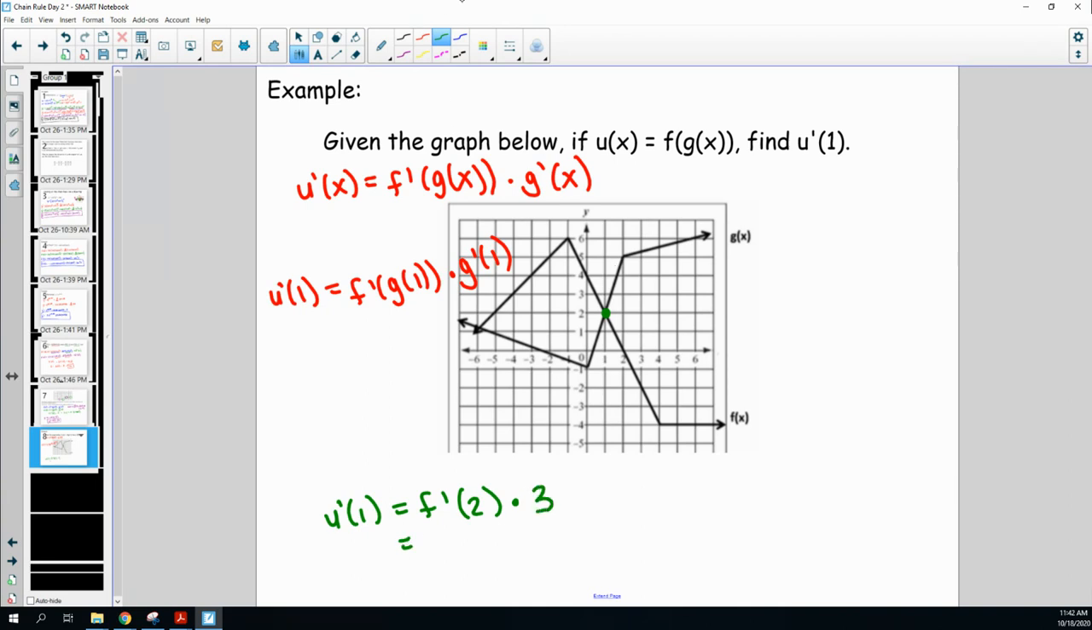F prime of 2 means I'm looking at the slope when f has an x value of 2. So here's right here, right? That's where x is 2 on the f graph, and I want to find the slope at that point. So the slope at that point, if I count the slope, is negative 2. So here we have negative 2. That's the slope when x is 2 on the f graph, and then we're multiplying it by the slope of g at 1, which we said was 3. So overall, u prime of 1 is equal to negative 6.